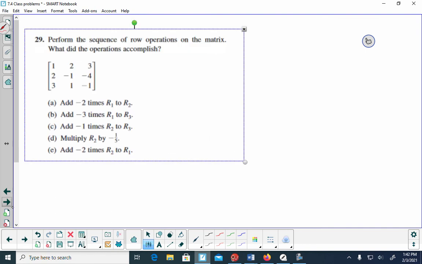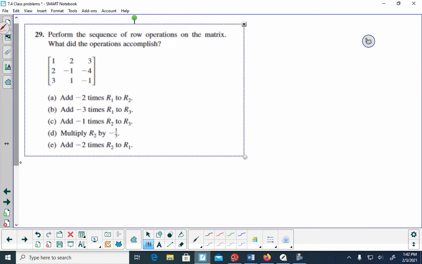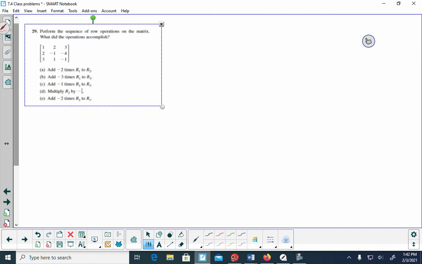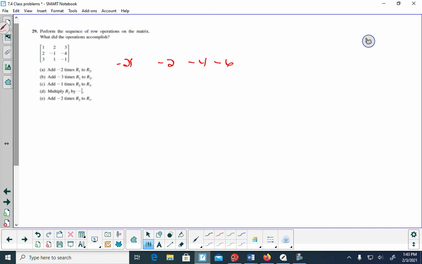The next one, perform the sequence of row operations on the matrix. What did the operation accomplish? So the first one says that I'm going to add -2 times row 1 to row 2. So -2 times row 1. Row 1 is 1, 2, 3. So I'm going to get -2, -4, -6. That's -2 times row 1. I'm going to add it to row 2, which is 2, -1, -4. And when I do that, I get 0, -5, -10.